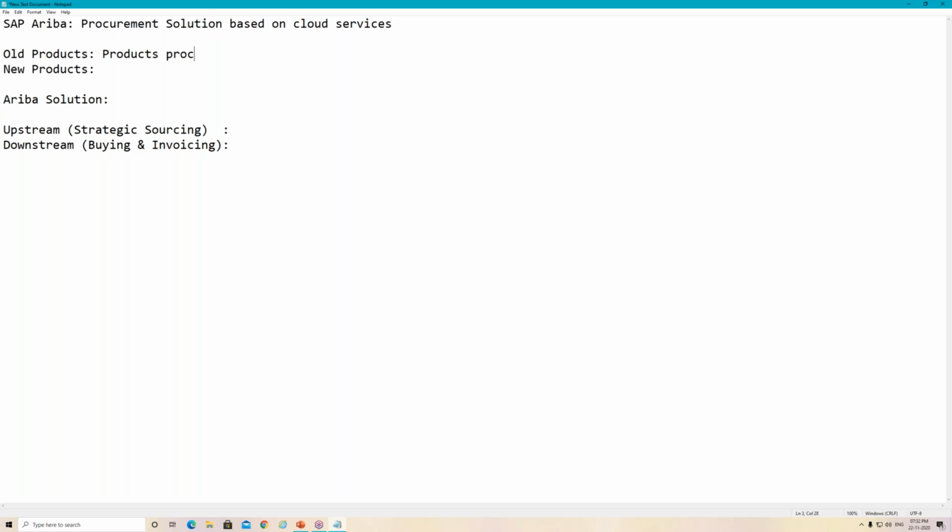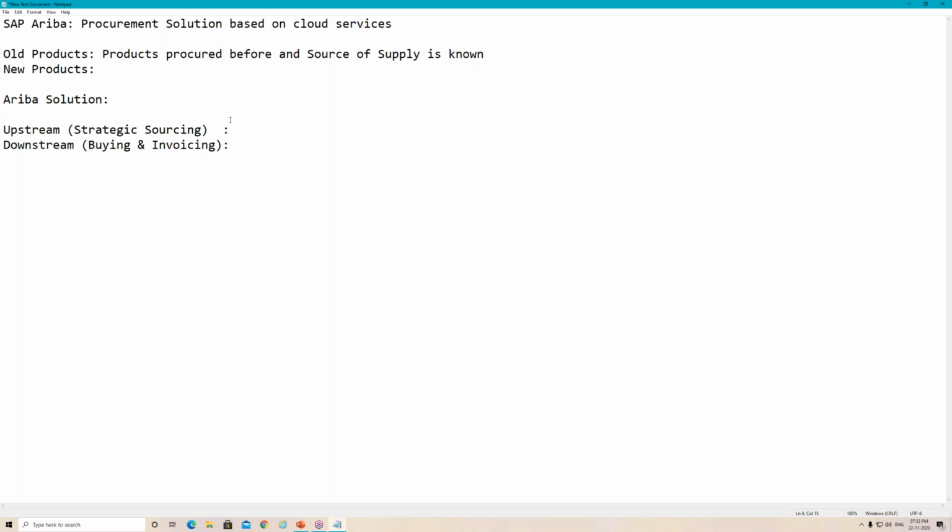Products procured before and source of supply is known. Okay. This is basically the main characteristics of old product.